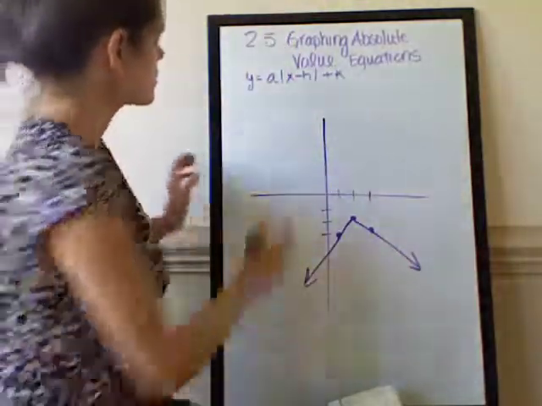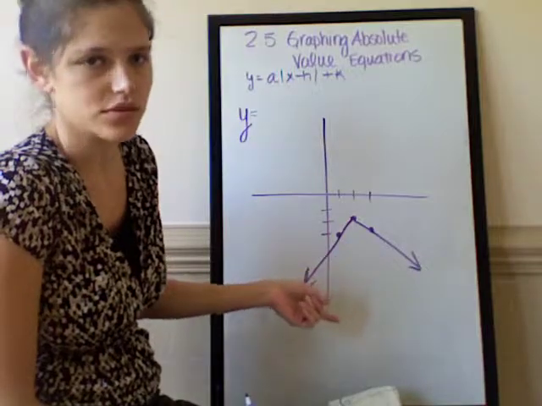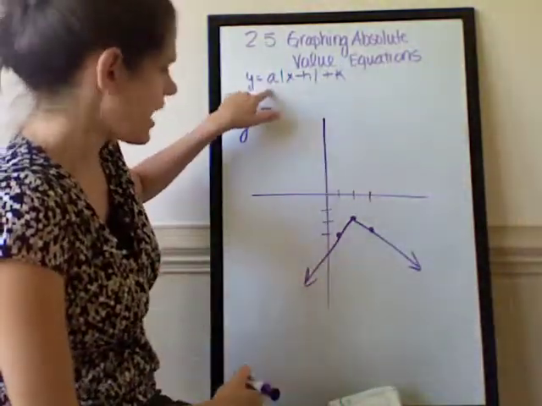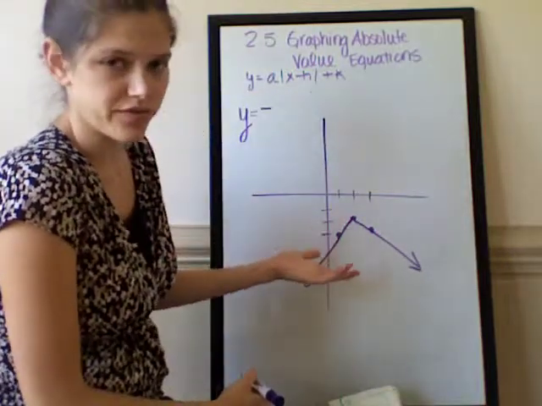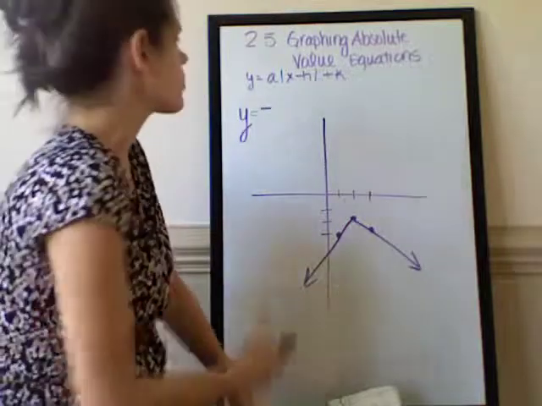Alright, I'm going to fill it in again. First off, it's going down, so that means I'm going to put a negative here. That's going to be my first thing. My a value, you can't tell as well from here, but if I look on my graph that I have, it's down 1 over 1, so that's a 1.